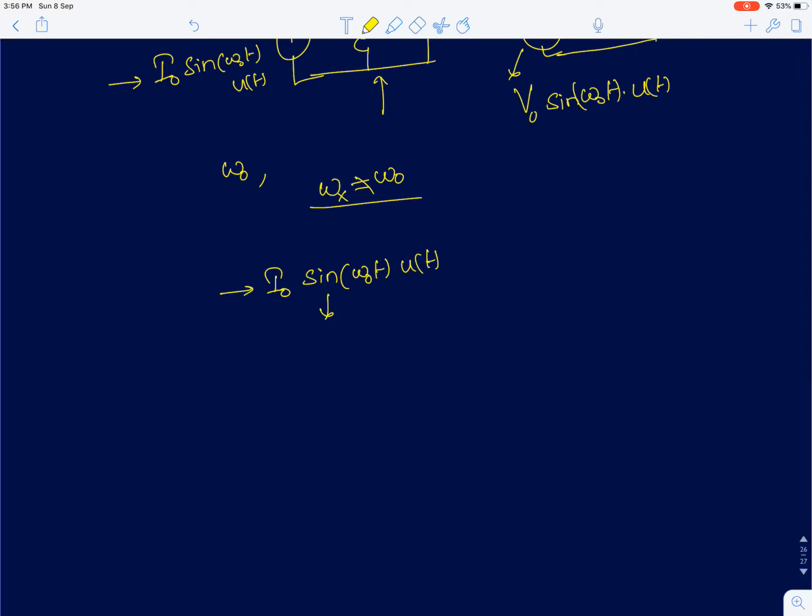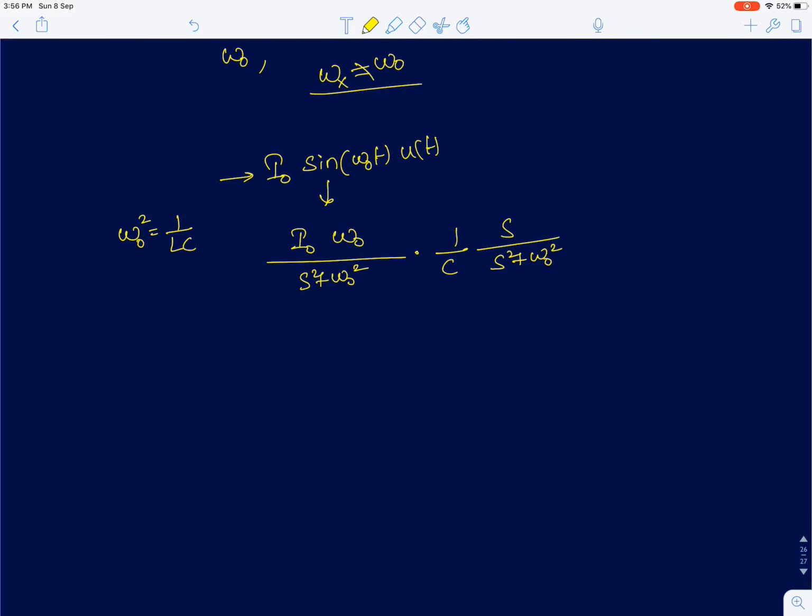The Laplace transform of the input is I naught omega naught upon s square plus omega naught square, and for the parallel LC tank, the Laplace transform can be written as 1 by c s square plus omega naught square, where omega naught is 1 by root LC, or omega naught square is 1 by LC. So this result I'll write as I naught omega naught upon c into s by s square plus omega naught square, the whole square.